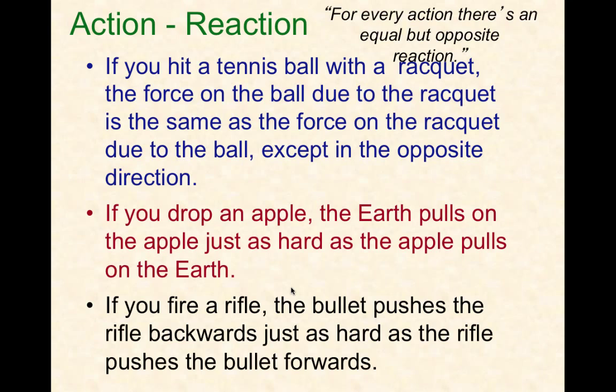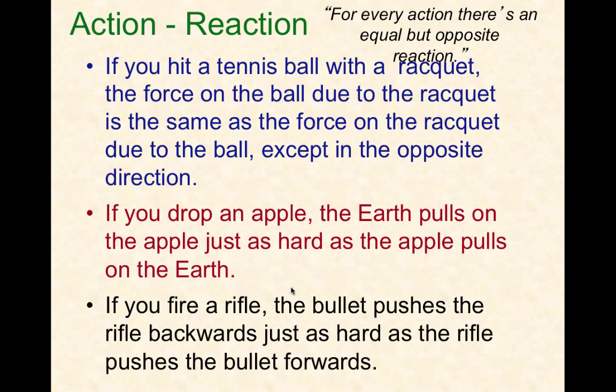The idea would be that every time you have two things that are interacting with each other, they are pushing and pulling on each other in the same amount. So, for instance, the example I have up here, if you hit a tennis ball with a racket, the force on the ball due to the racket is the exact same force experienced by the racket due to the ball, except they're going to be going in opposing directions.